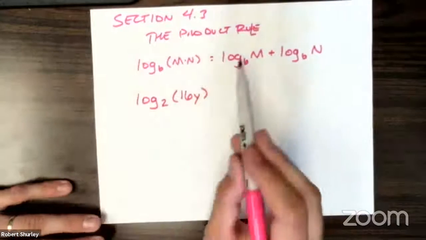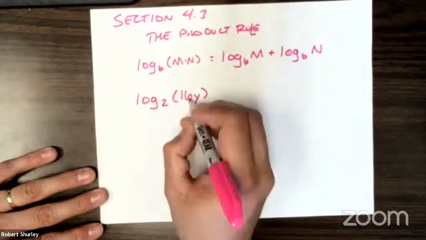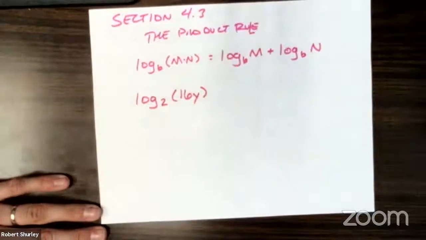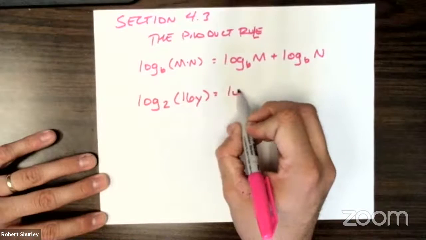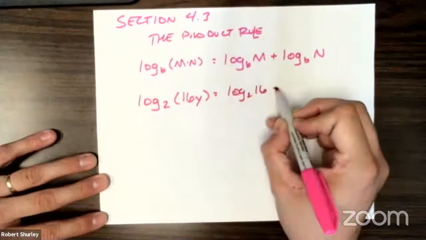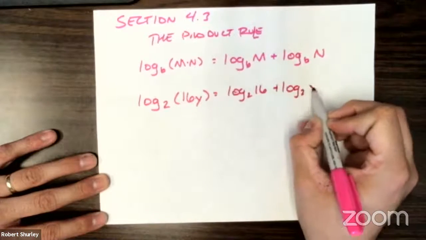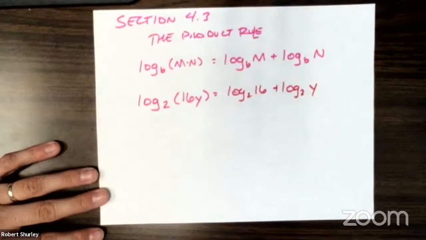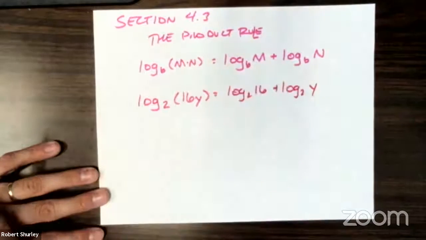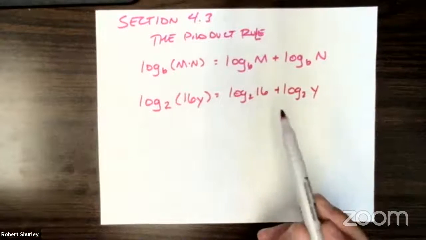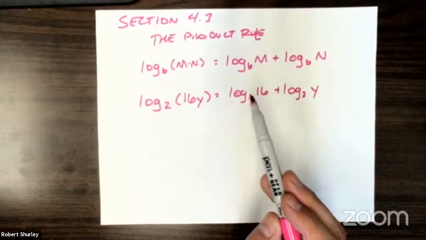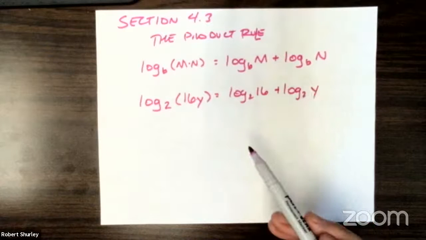We're going to use this product rule because the 16 and the y are being multiplied inside the logarithm. So you'd have log base 2 of 16 plus log base 2 of y. That was the product rule. And now we're going to look at both of these and ask, can we simplify the first logarithm or the second logarithm?